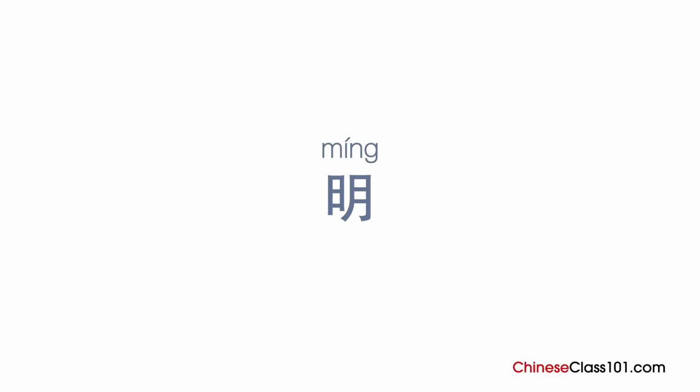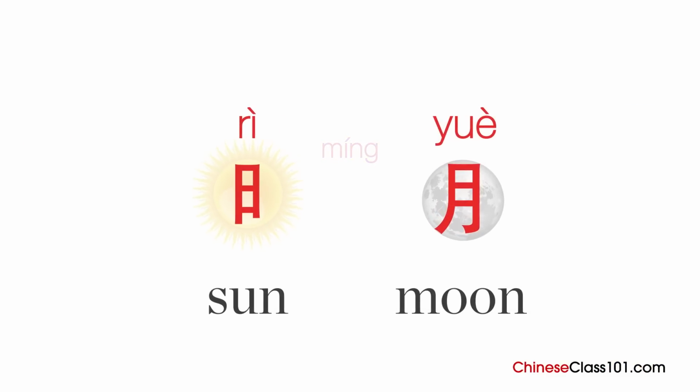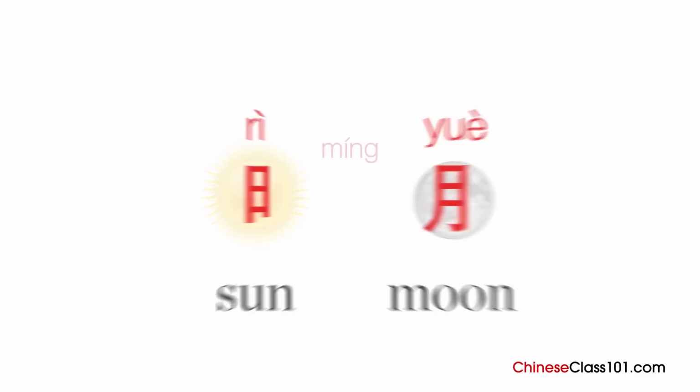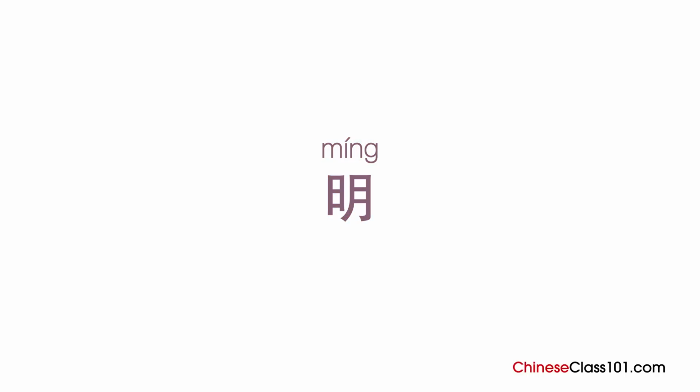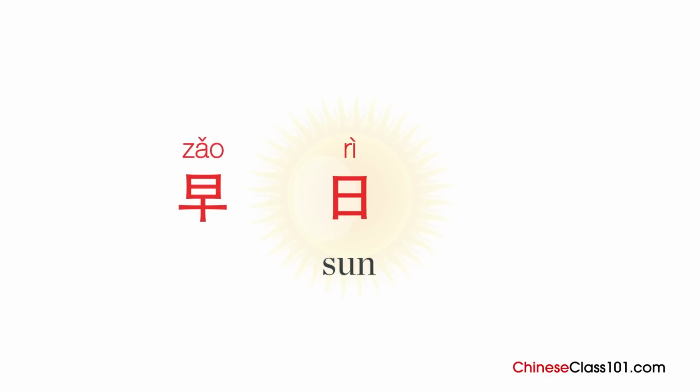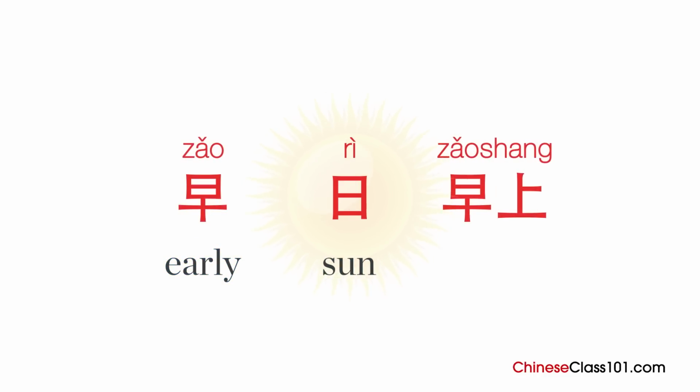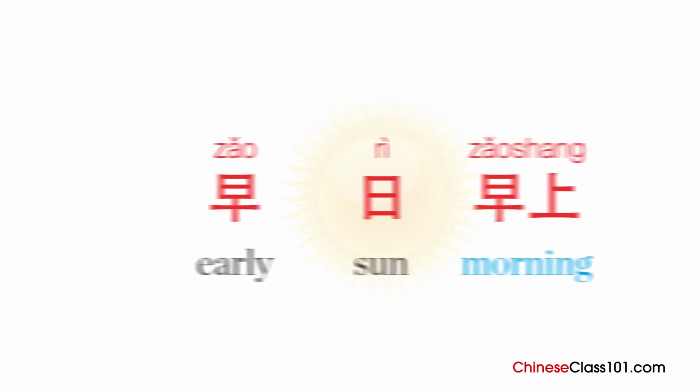Learning some common radicals will help you recognize, remember, and reproduce characters. For example, the character 明 is made of two radicals, 日 and 月, meaning sun and moon. When you put the radical sun and moon together, we get the character 明, the most common meaning of which is bright. A lot of times when you see the radical 日 in a character, it often has something to do with the sun, like this character, 早, meaning early, and the word 早上, meaning morning.